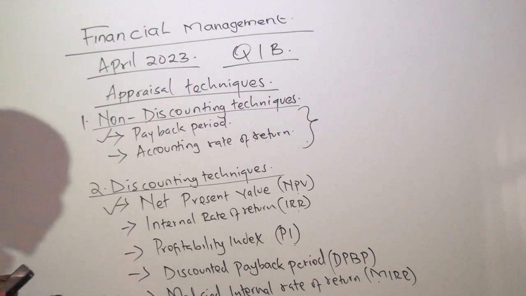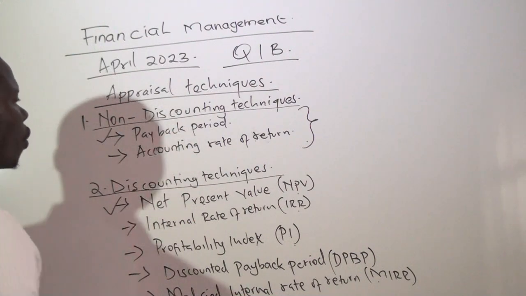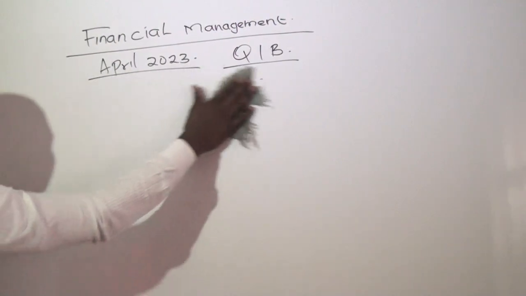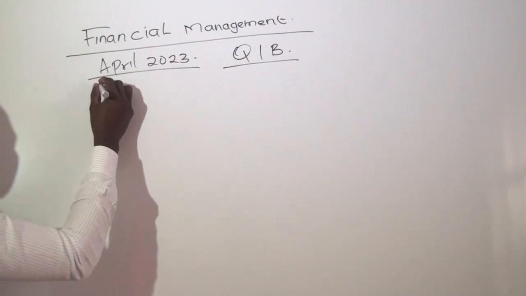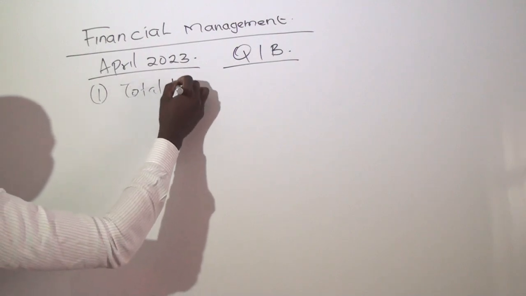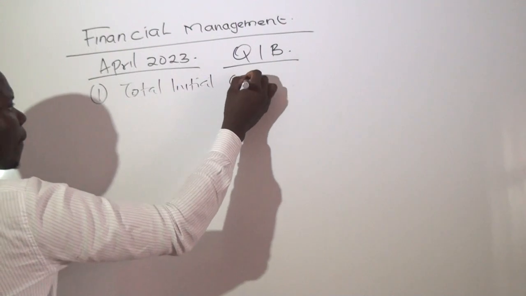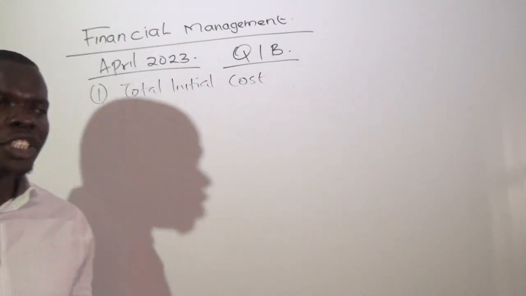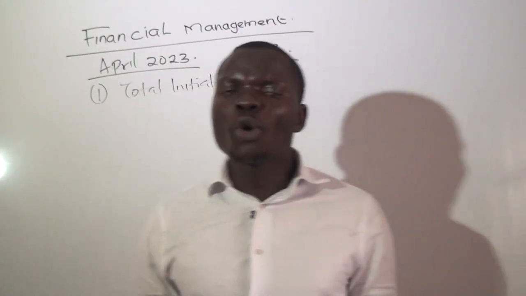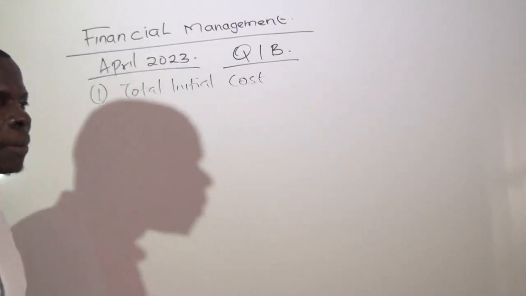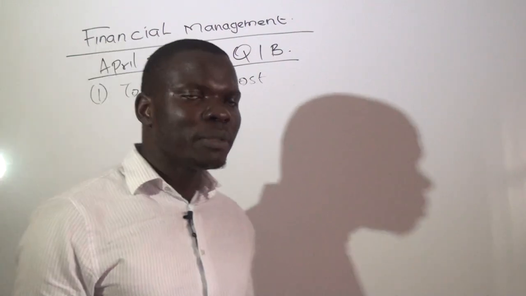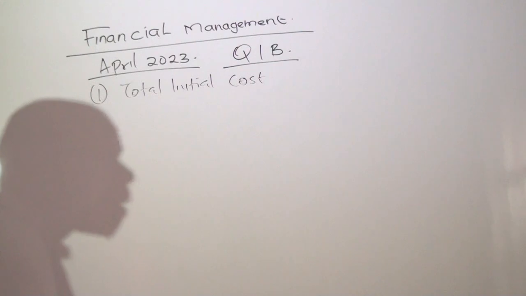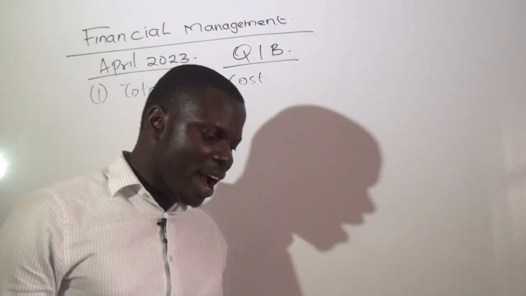So currently we are asked in part A to determine the total initial cost of the machine. When you're asked to determine the total initial cost, you are asked to determine the total cost incurred. And we said that to get the total cost, we always take the cost of the machine plus any incidental cost. And this incidental cost will always be the cost incurred in setting up the machine for it to be functional. So any cost that is incurred before operation of the machine will always be identified as initial cost.